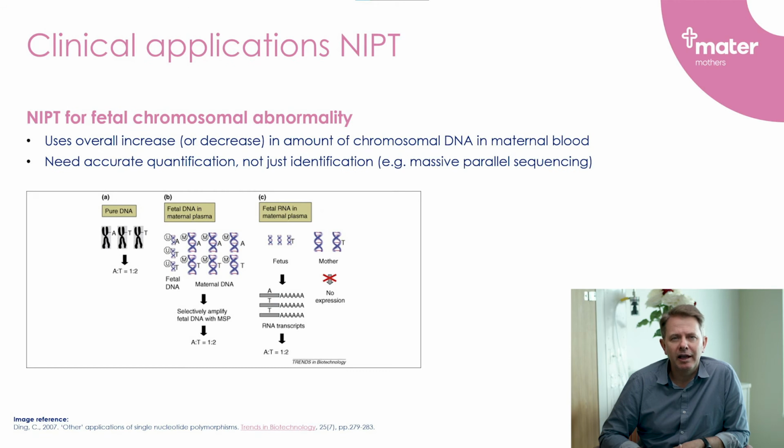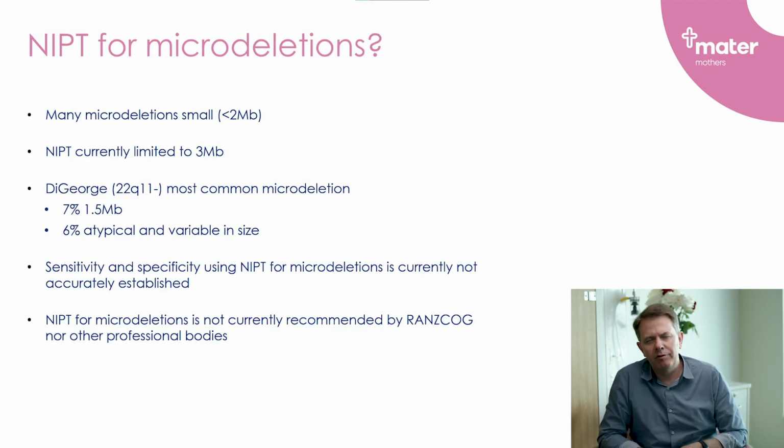The clinical applications of NIPT continue to grow. Apart from the potential misuse for gender identification, it has been used for rhesus and other blood group typing of the fetus, and more recently the detection, or at least the screening, for chromosome abnormalities, and also extended into testing for deletions. What about NIPT for microdeletions?